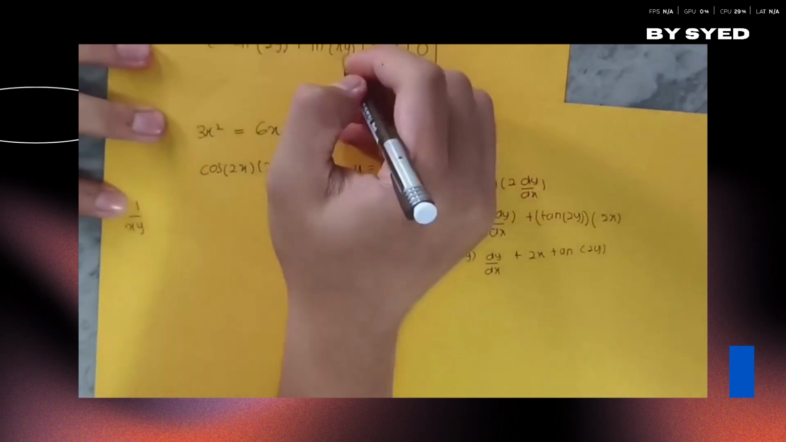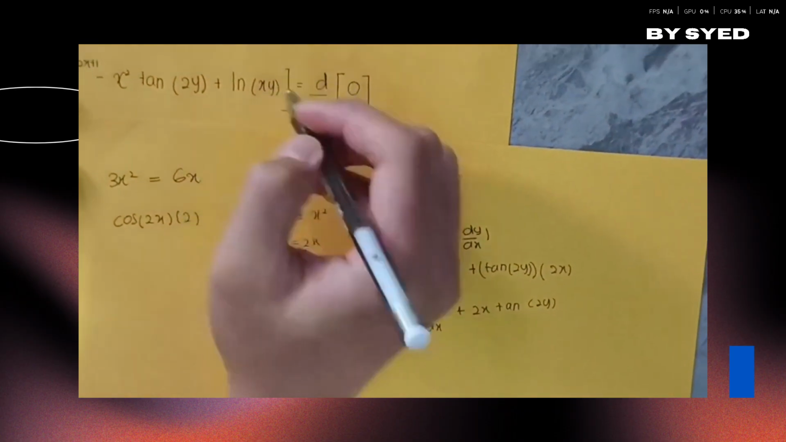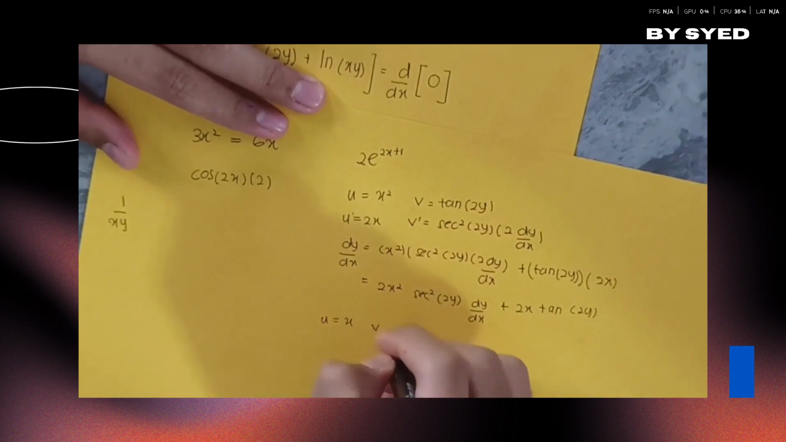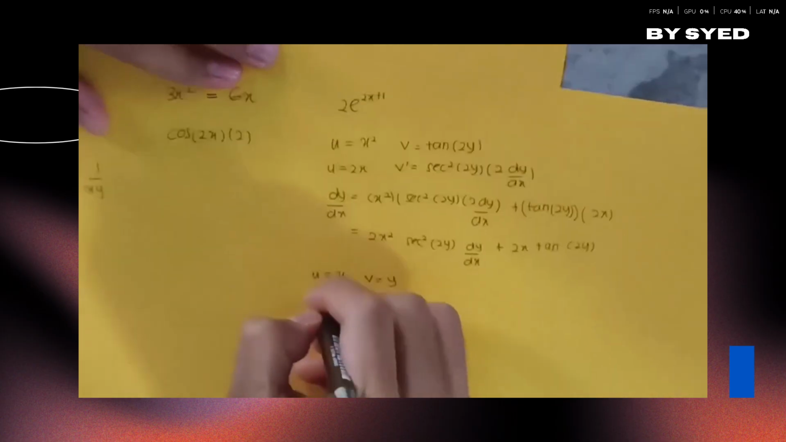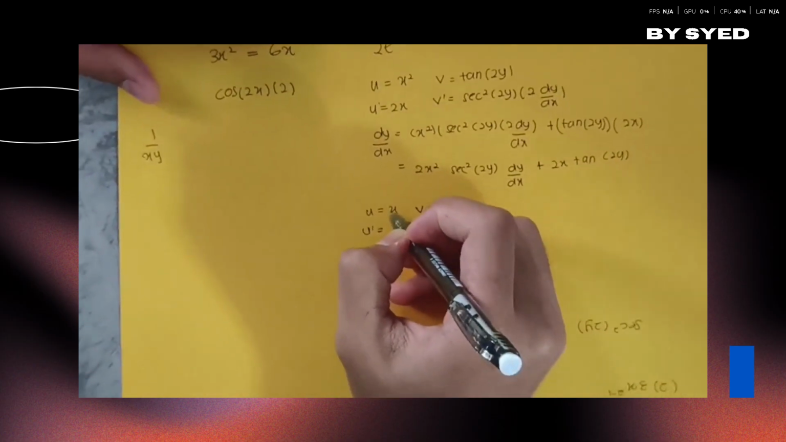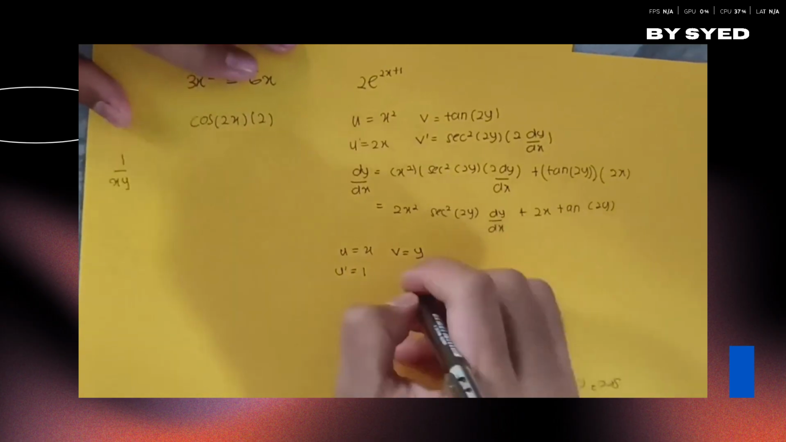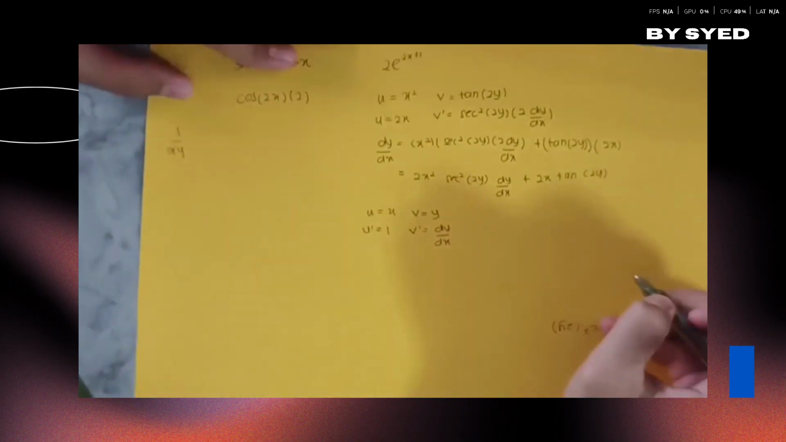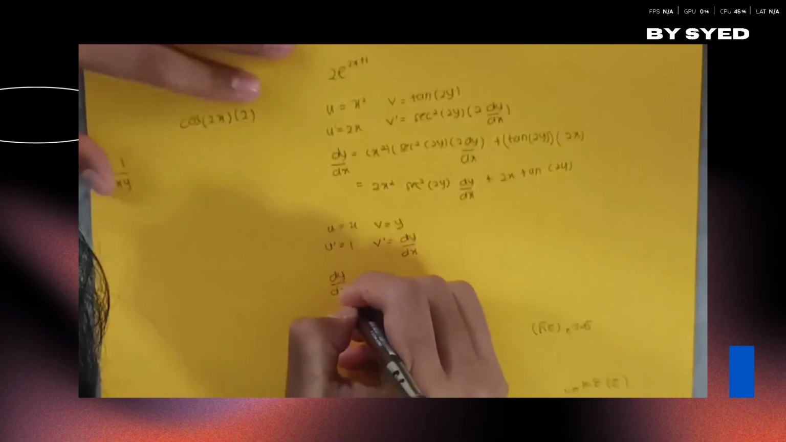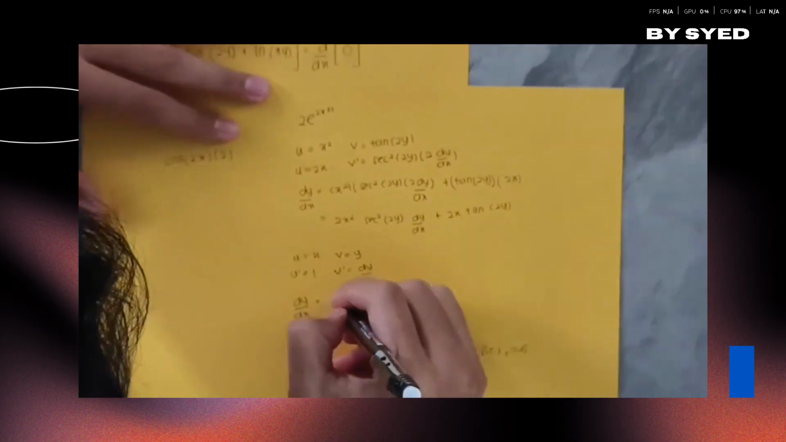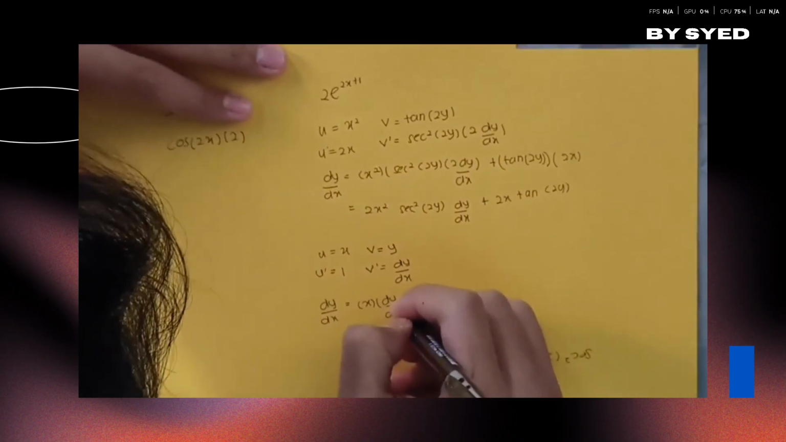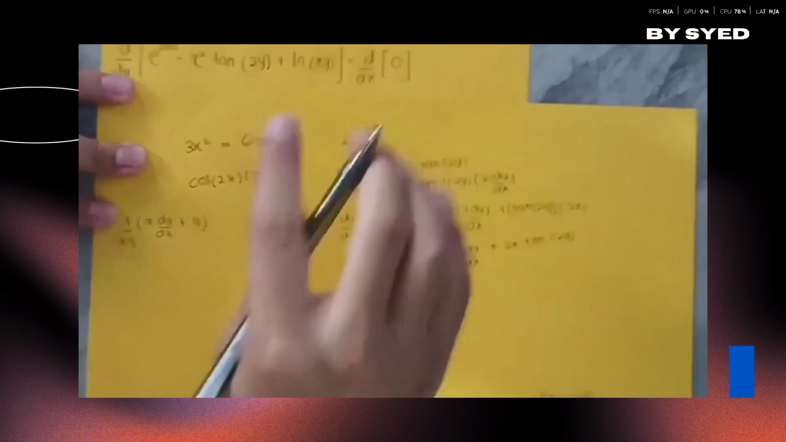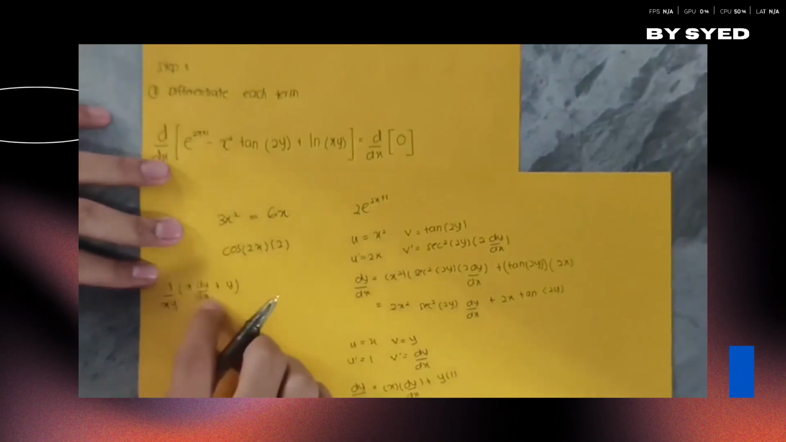And you need to differentiate this variable in the bracket, which is you need to use product rule, same as usual. u equal to x, v equal to y. So you need to differentiate it. Differentiate x, you will get 1. Differentiate y, you will get dy over dx. Okay, so substitute to the formula. You will get x times dy over dx plus y times 1. Okay, so differentiate ln xy, you will get 1 over xy times (x dy over dx plus y).